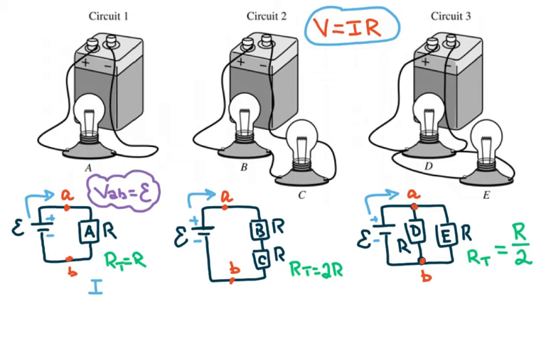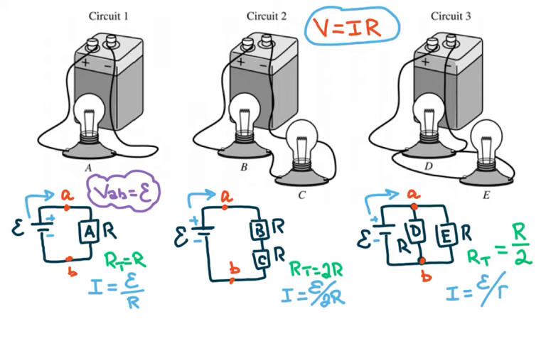So if I'm looking for the current, it's going to be the voltage between A and B, which is the EMF, over the total resistance. The current for the second one is again the terminal voltage between A and B, which is the EMF, divided by the total resistance, which is 2R. So in this case, I have the voltage divided by 2R. And then for the last one, it's the EMF divided by R over 2, but when you divide by a fraction, it's the same as multiplying by its reciprocal.